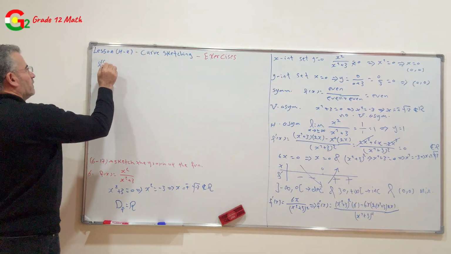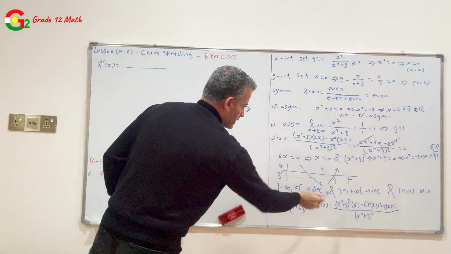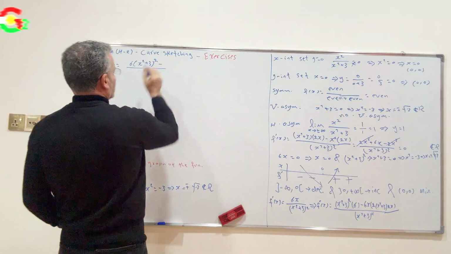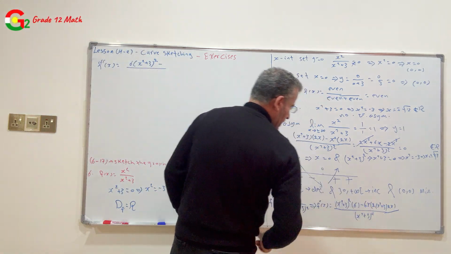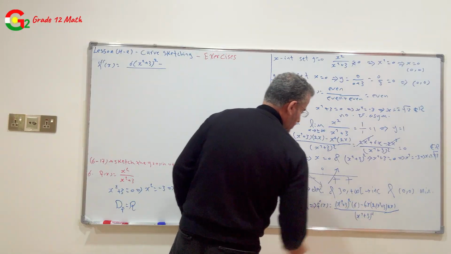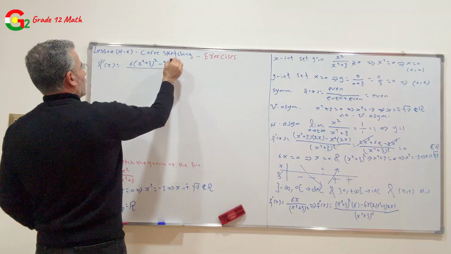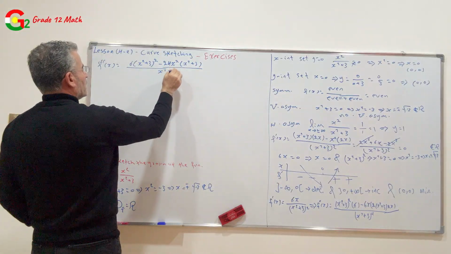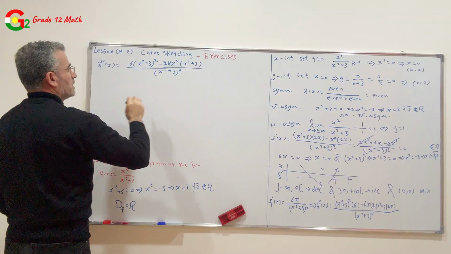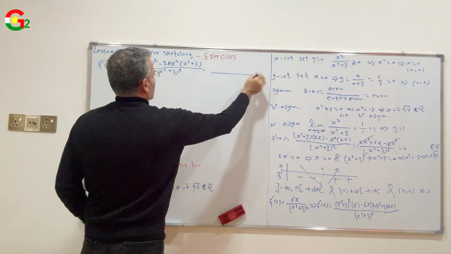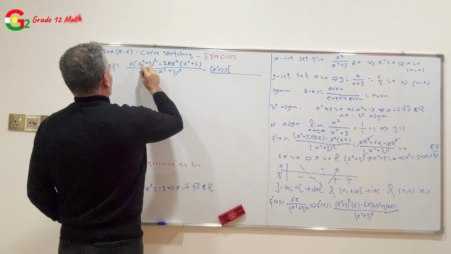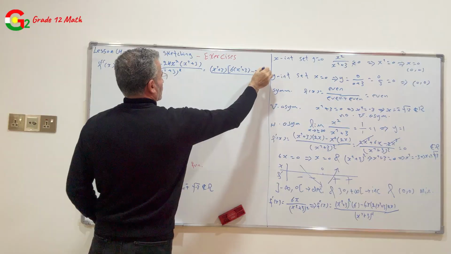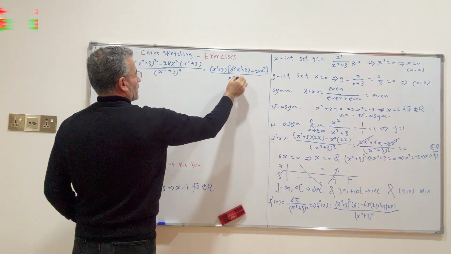Simplify the second derivative of this function. f double prime of x equals 6 times (x^2 + 3)^2 minus 2x times 6x, 12x^2, times 2, 24x^2, times (x^2 + 3), over (x^2 + 3)^4. Factorize by x^2 + 3 for the numerator, then (x^2 + 3) times [6 times (x^2 + 3) minus 24x^2] over (x^2 + 3)^4.